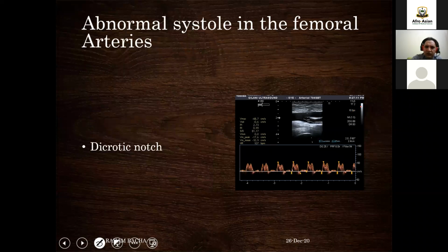There is another case which has a dichrotic notch in the systole. During systole, both ventricles were not fully contracted, but once they were contracted, then they were relaxed, and again they were contracted. That's why there was a dichrotic notch. So this type of dichrotic notch also reflects heart pathology. For that purpose, you have to refer the patient for echocardiography.